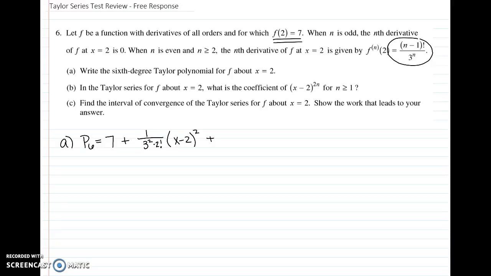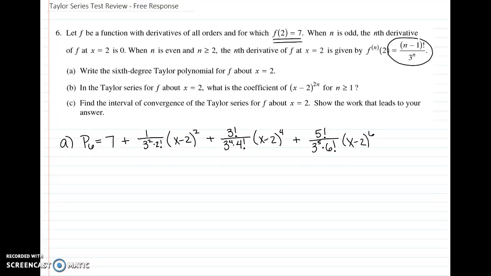Don't forget about that. That comes from the definition of a Taylor series. Our n equals 3 term goes away. Our n equals 4 term is going to be 4 minus 1, which is 3 factorial, divided by 3 to the 4th over 4 factorial, because this is a Taylor series, times x minus 2 to the 4th. Our n equals 5 term is going to go away, and our n equals 6 term is going to be 5 factorial over 3 to the 5th, times 6 factorial in the denominator, x minus 2 to the 6th.